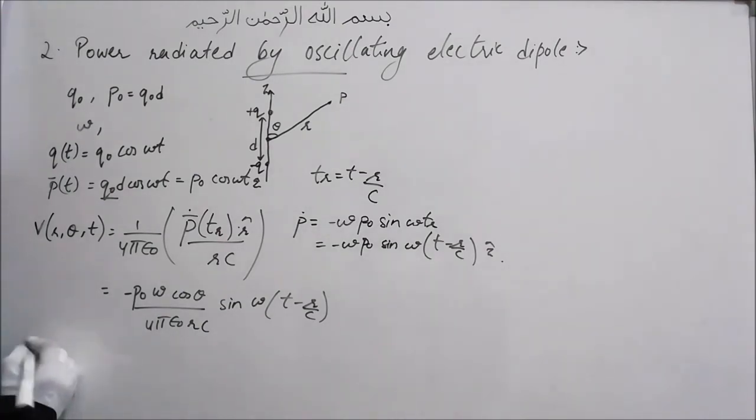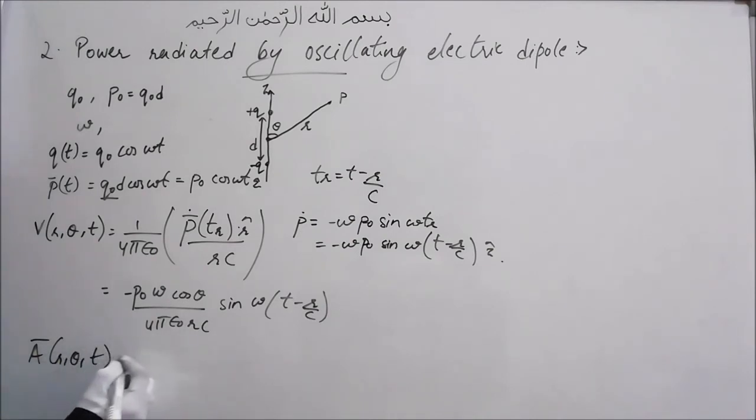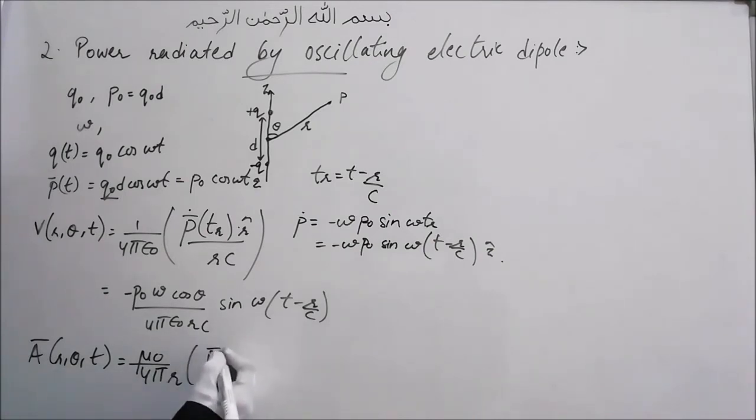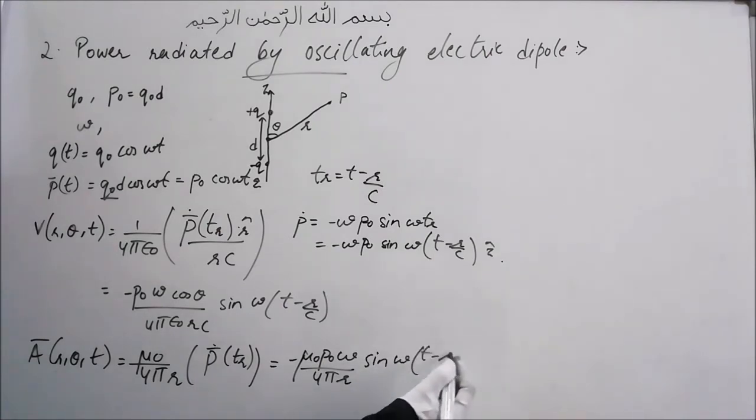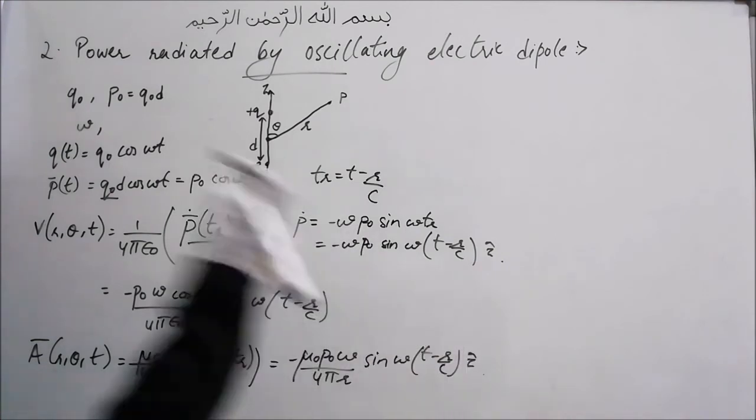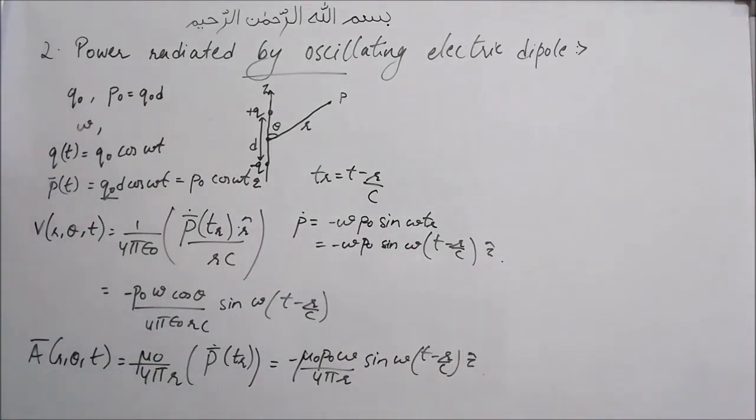Similarly, we can get the vector potential now, A bar of r, theta and t, and the formula is mu naught upon 4 pi r p bar dot t_r, not r hat, there is no r hat, that's it. So solve this and you will get minus mu naught p naught omega divided by 4 pi r into sine omega t minus r by c in the z hat direction. Then we can also get the electric field E and the magnetic field, the Poynting vector, as well as the average power radiated, which we actually want to find, right? So let's find those.